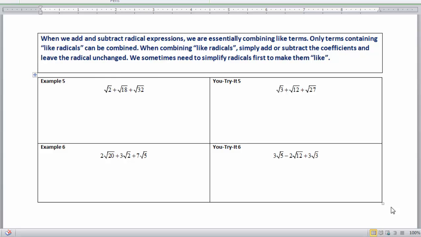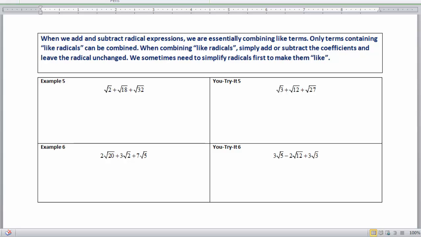So moving right along, we're now into section 7.3, which is dealing with operations on radicals. In 5 and 6 here, we're dealing with adding and subtracting radicals. Actually, the examples only have addition in them, right? But one of the U-triads has subtraction in it also. But it's essentially the same thing, because remember, subtraction is really just addition of the opposite.